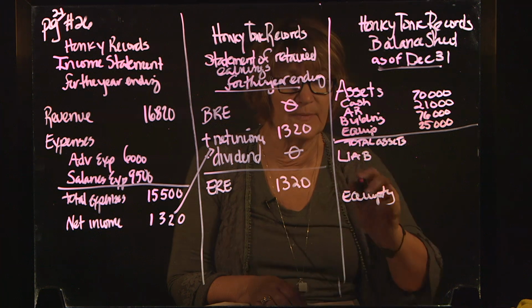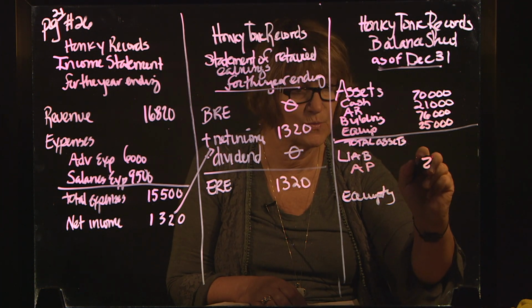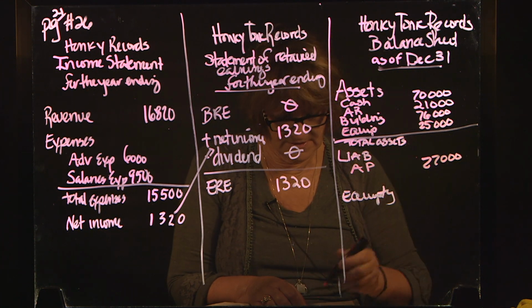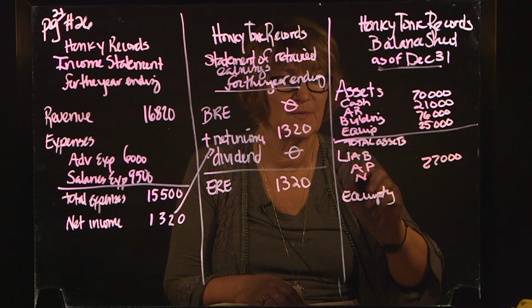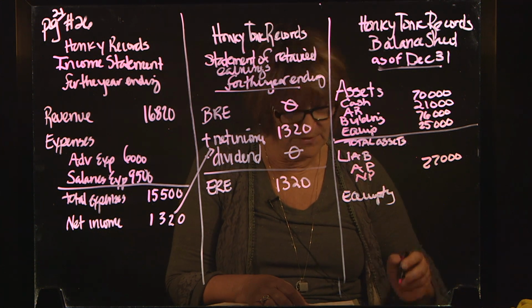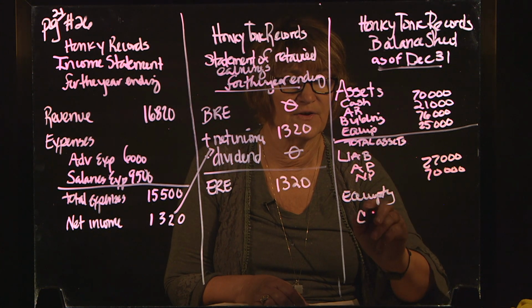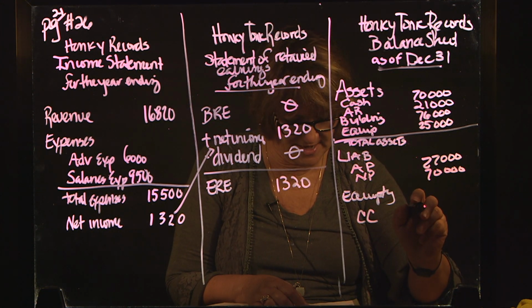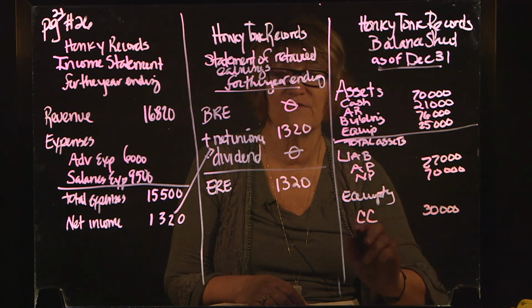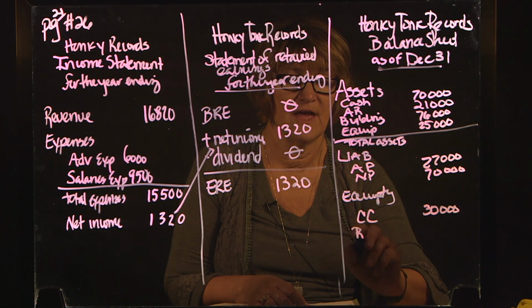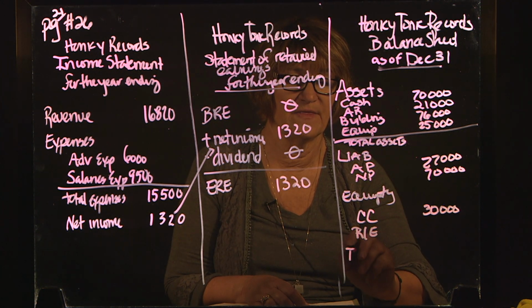Now we're going to list the liabilities. So we have accounts payable, and the accounts payable is $27,000. Do we have any other? We have notes payable, which is $70,000. And then under equity, we have contributed capital, which is $30,000. In a few weeks, you'll know these by heart. And we also have retained earnings.